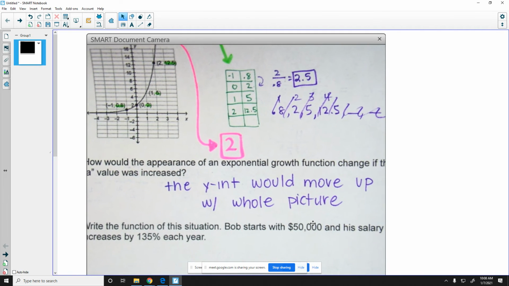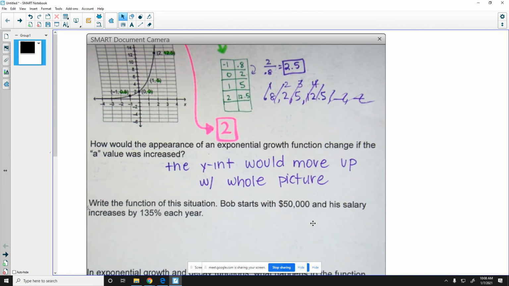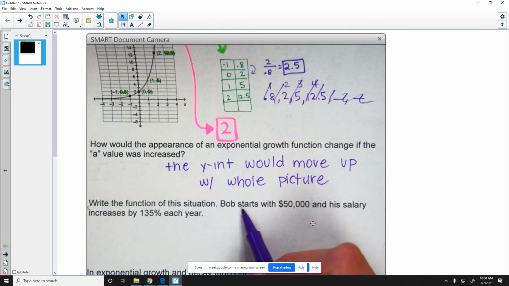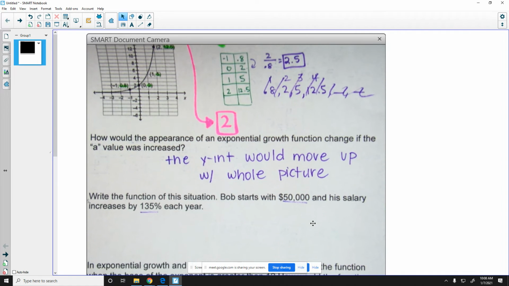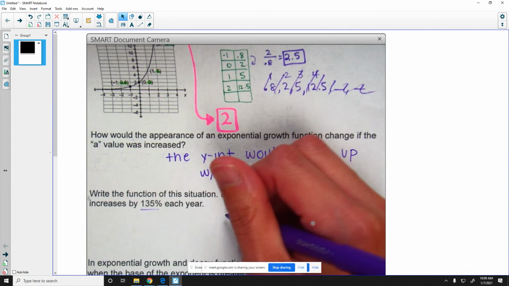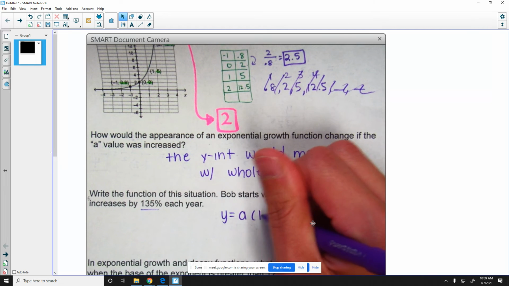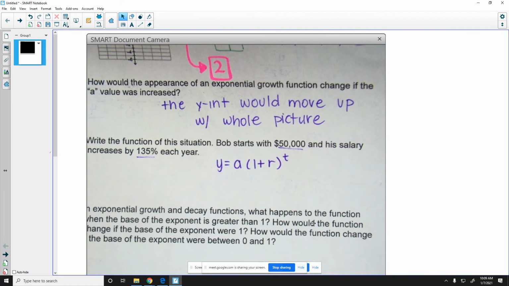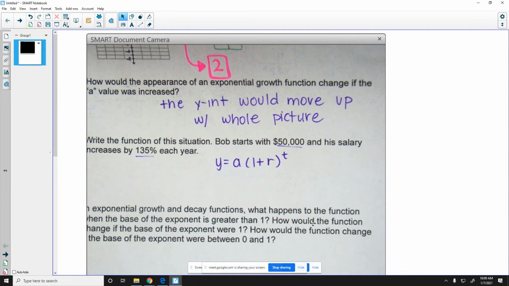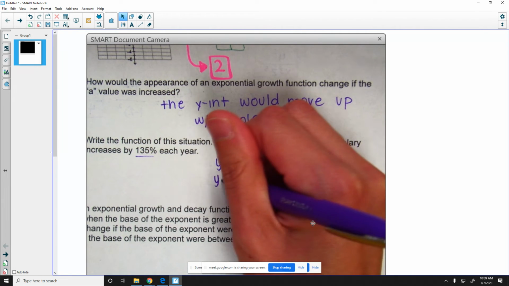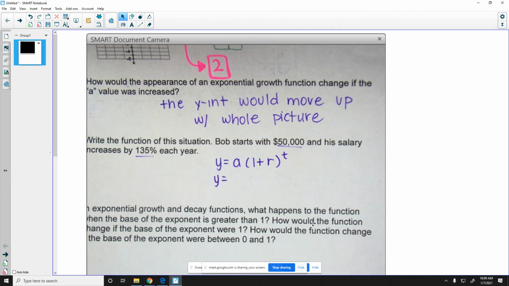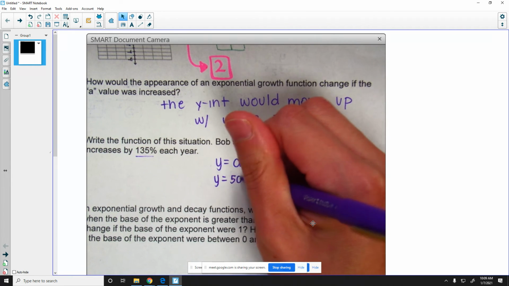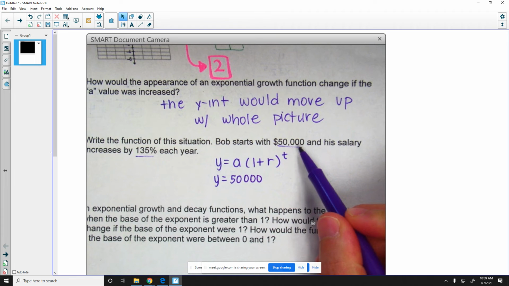Okay, 2 more. Write the function of this situation. Bob starts with $50,000 and his salary increases by 135% each year. So remember your original equation? Let's start filling in the numbers. So you have y equals A. What is A? 50,000. Right, that's always your initial value, how much you start off with.